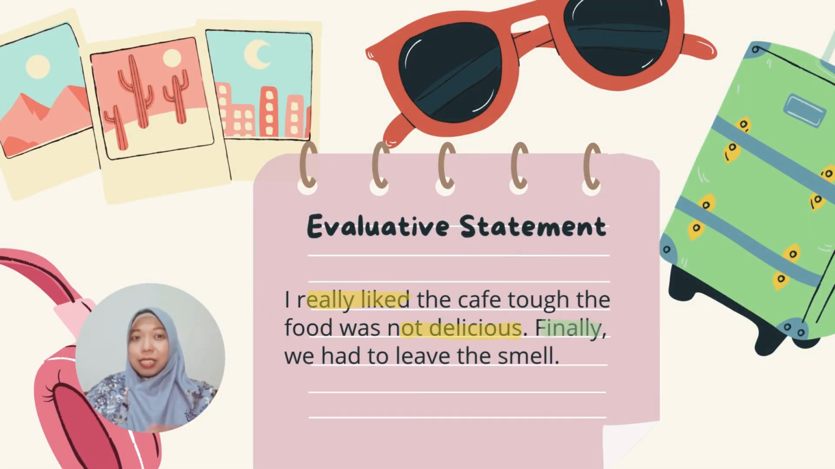The last part is evaluative statement. Even though this part is actually an optional, but in this model text, we can find the evaluative statement. In the text, we can read, I really liked the cafe, though the food was not delicious. From this statement, we can understand that the writer evaluates his feeling. Another language feature that we can find in this part is the use of connectives. The author used the word finally to end the whole sequence of event of his experience.